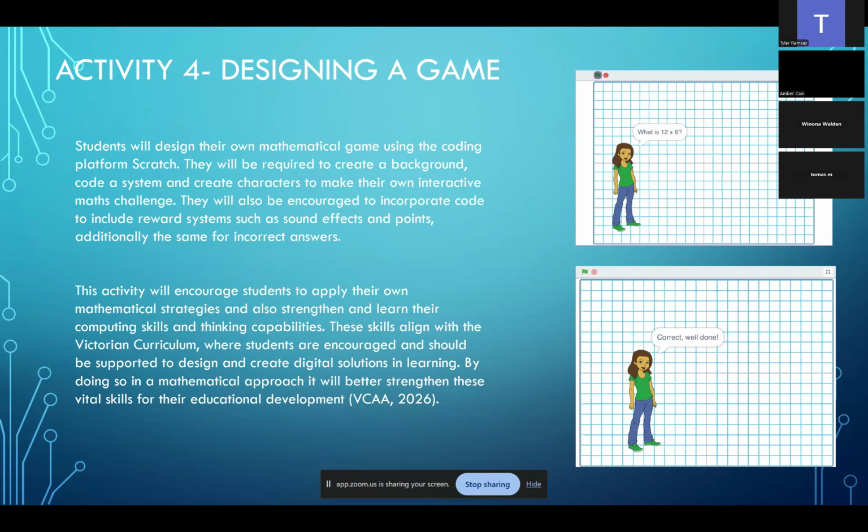For activity 4, students will design their own mathematical game using Scratch. They will be required to create a background, code a system, create characters, and include reward systems such as sound effects and points to make their own interactive maths game. This supports the Victorian curriculum where students are encouraged and supported to create digital solutions in learning.